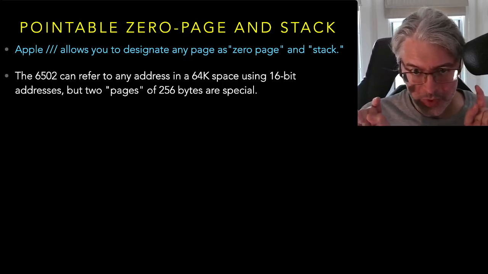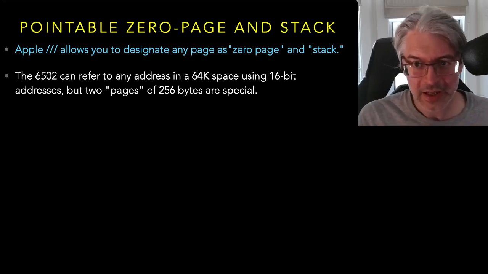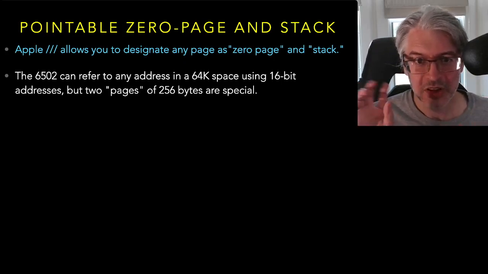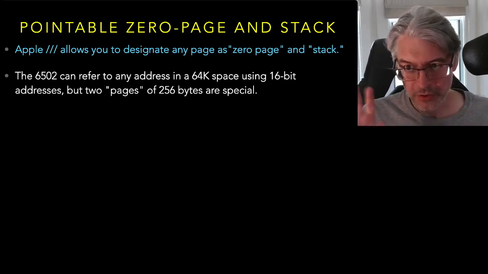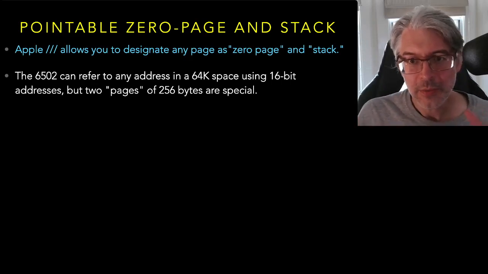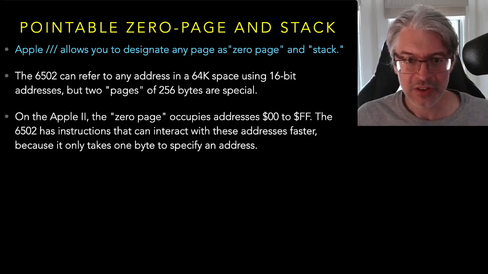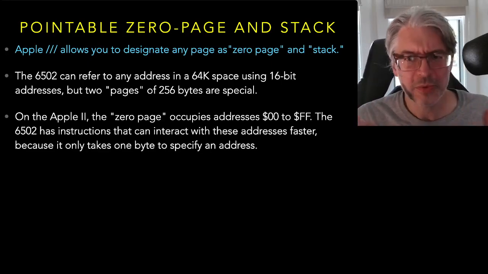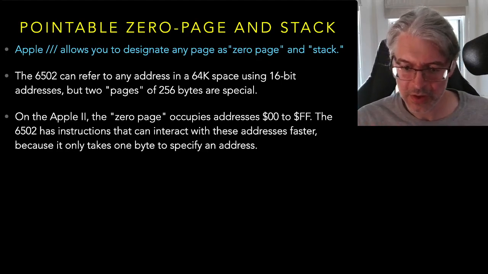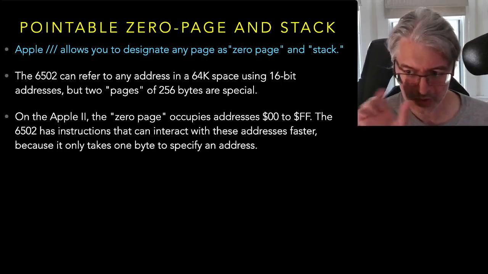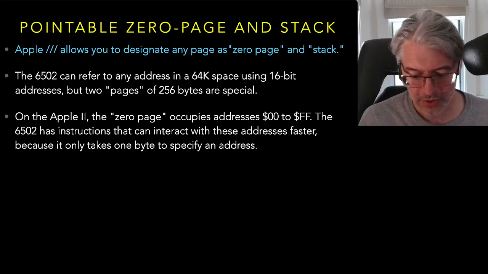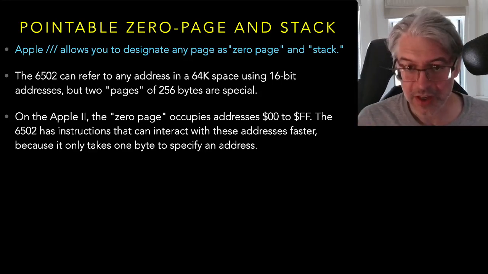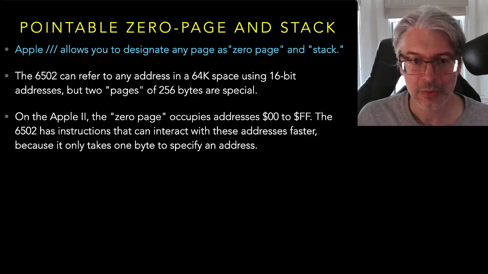So the 6502 can refer to any address in a 64K space using 16-bit addresses, 2 bytes of addresses. But there are 2 special pages, and that's the 0 page and the stack. The 0 page has a special set of faster instructions that can access it because it only takes 1 byte to refer to the address. So those are faster. That's the advantage of using the 0 page addresses.